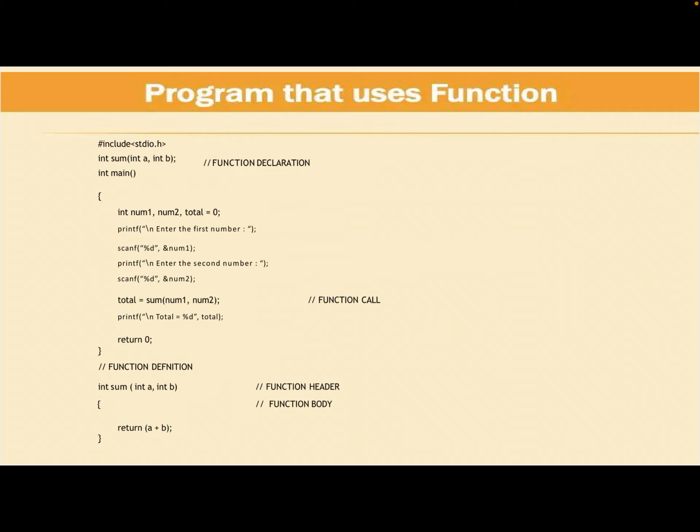In the main function, as you can see, the main function is calling the subfunction sum, and the subfunction sum is returning the value as a plus b. A simple program wherein declaration of main function, declaration of sum function, and the return value by performing the operation is shown here as an example. So I hope you have followed this.